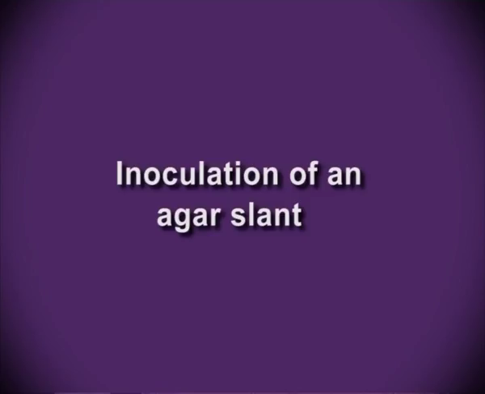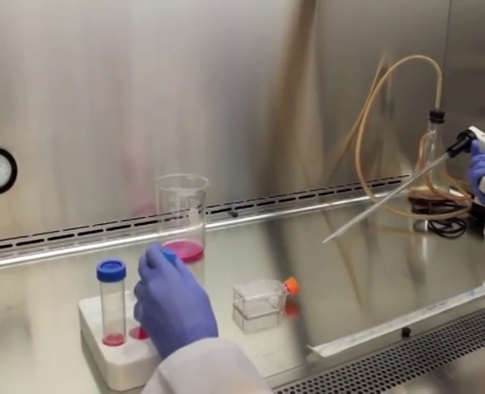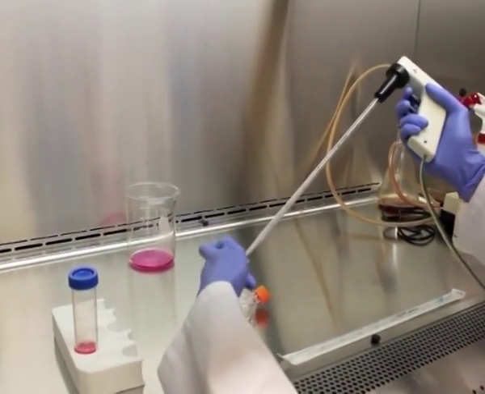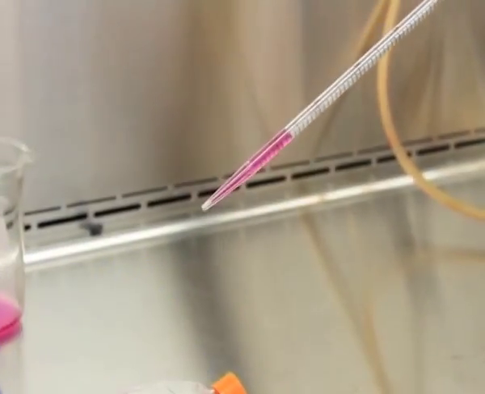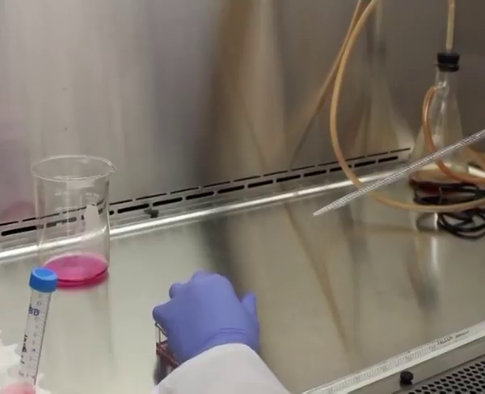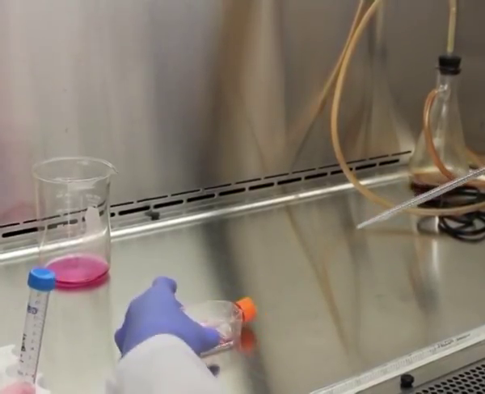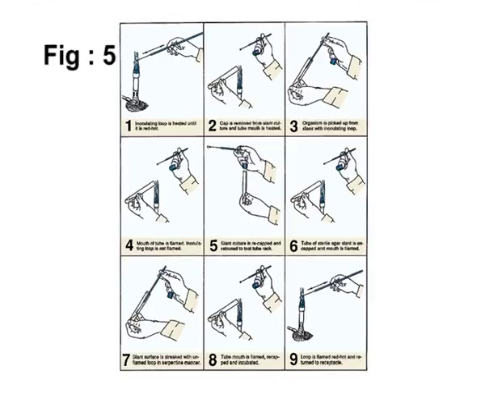Inoculation of an agar slant. Rest the inoculum gently at the lower end of the slant and withdraw it slowly upwards, moving it from side to side. The surface of the agar should not be broken. This should leave a streak on the surface of the slant as shown in figure 5.